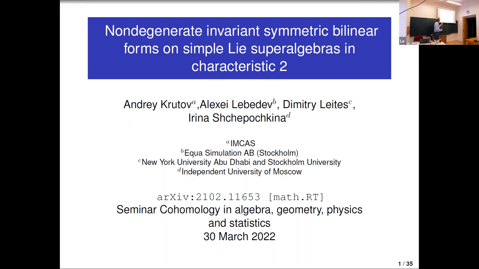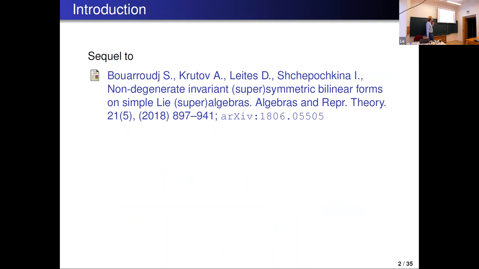Here is a preprint from last year, where the results are written. It's a sequel to this paper, where we considered different bilinear forms on some deformations of simple Lie superalgebras and algebras in positive characteristic, except two.